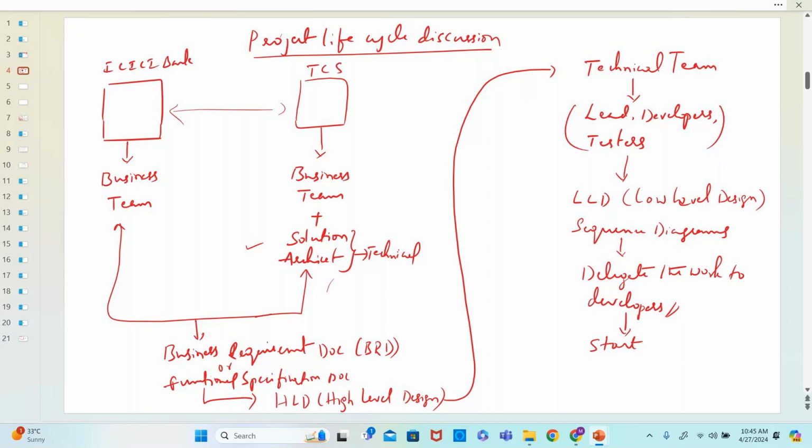Then he will keep 10 to 15% of buffer time also. For example, I told you the total project will take 6 months for the actual implementation. Now he will keep around 15%. 15% of 6 months is almost another 1 month. Now he will quote it as a 7 month project. He will not quote 6 months, because he has already kept some buffer time, and he will quote the 7 months to the client.